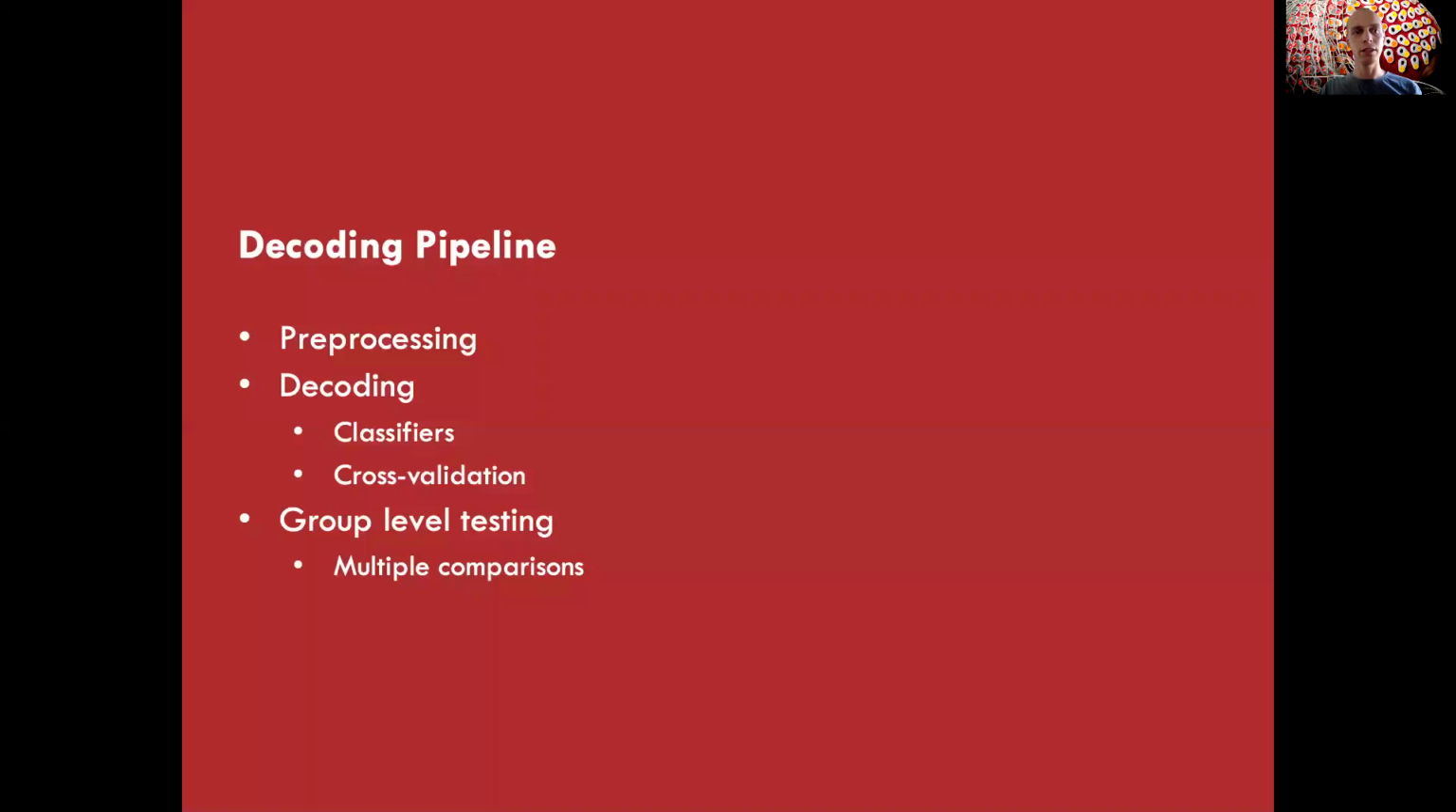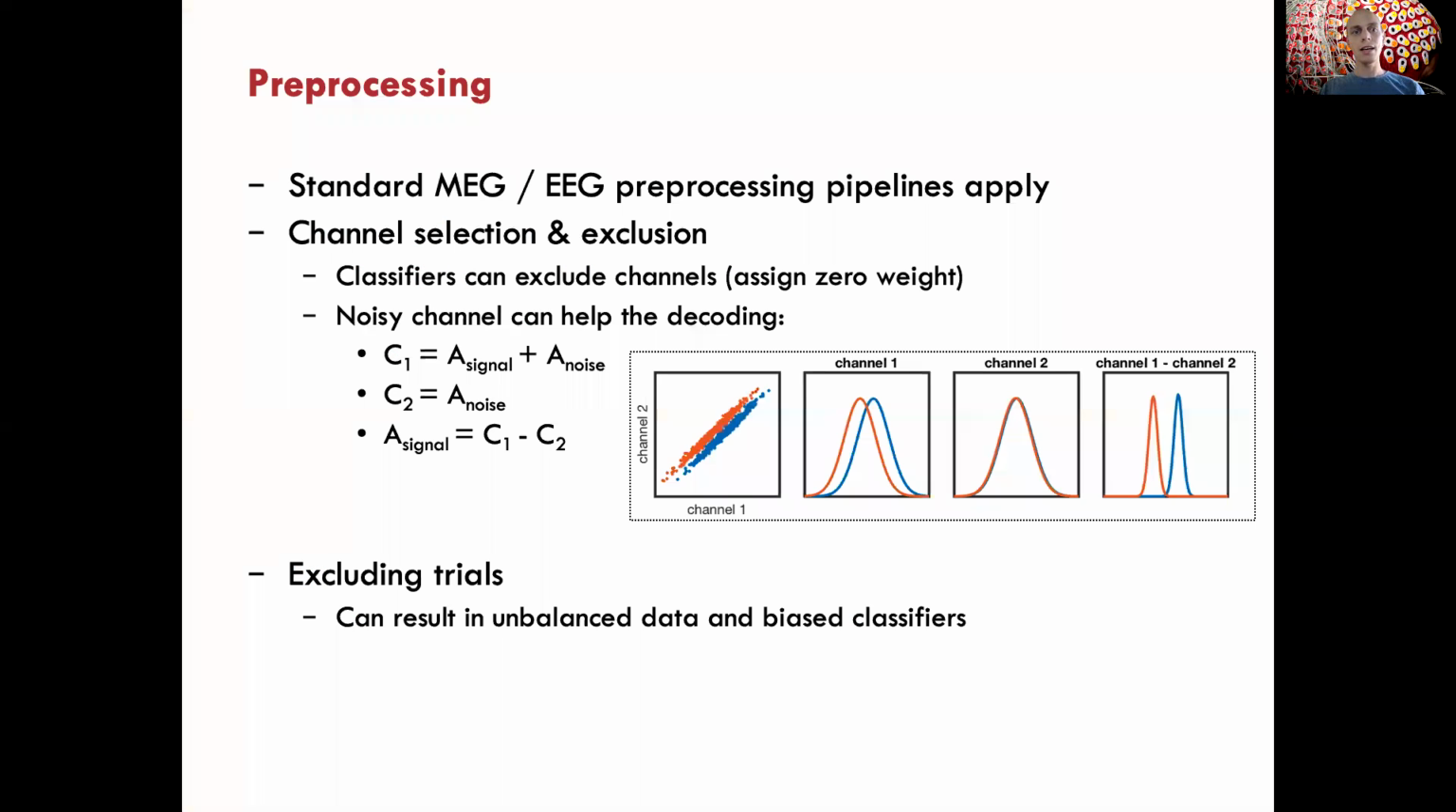Now I'm going to go over a very simple decoding pipeline. So this is the basics of what you would do in a classification approach. And I'm going to use MEG and EEG, so time-varying neuroimaging data, as an example. So this is what I do in my research most often. And generally, a standard pre-processing pipeline applies. So you can use all the methods that you're familiar with in MEG or EEG pre-processing. Most of them would work similarly, would be similarly helpful for an MVPA approach.